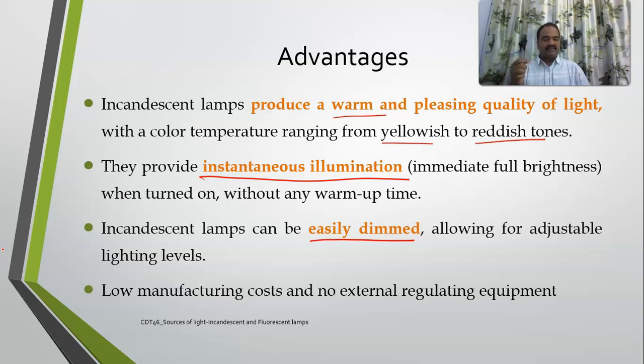It is just by adjusting the voltage. If you adjust the voltage, the current will be adjusted. If the current is adjusted, then the heat will be adjusted. Based on that, the light will be adjusted. Very simple. So you adjust the voltage, then the current, next the heat, and next goes the light. Simple concept. You can easily dim it. And one more advantage, it has a very low manufacturing cost because they have been around for the past 100 years. And we don't need any external regulating equipment either. So these are the advantages of incandescent lamps.